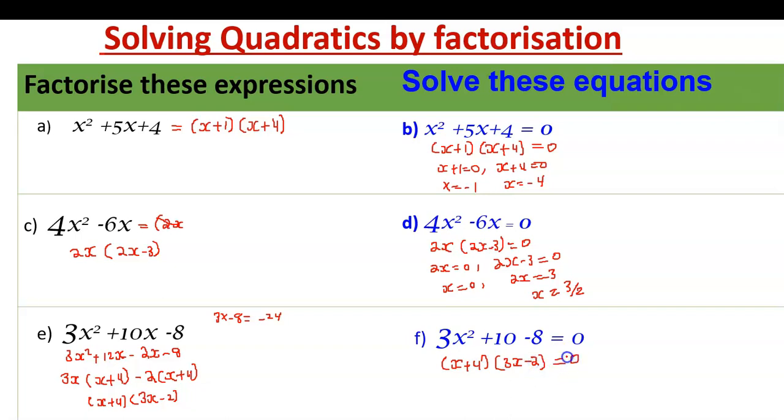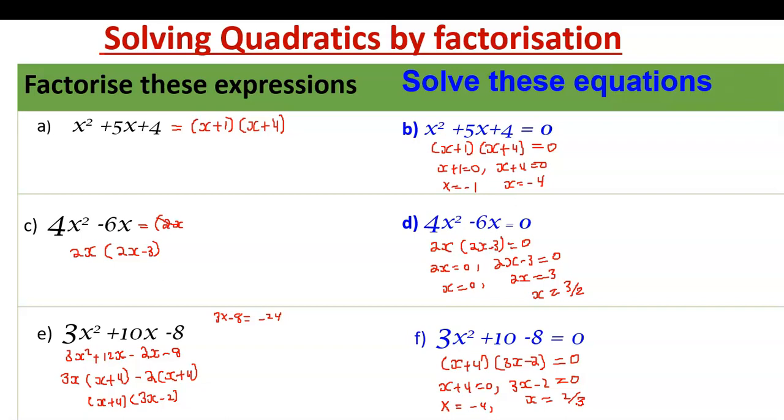This is 0. So the first one must be 0, or the second one must be 0. Two simple linear equations. If you solve for this one, you get minus 4. If you solve for this one, you get x equals 2 divided by 3. Okay? This is how you solve quadratics by factorization.